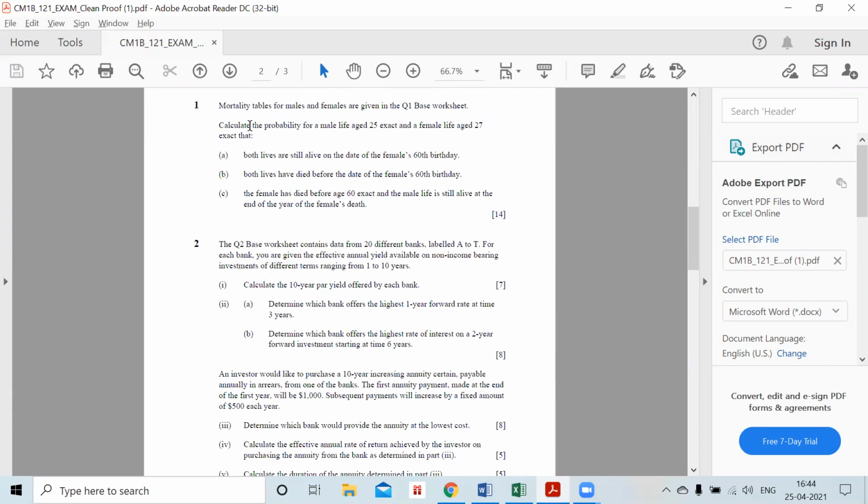Mortality tables of males and females are given in the question 1 base worksheet. Calculate the probability for a male life aged 25 exact and a female life aged 21 exact that both lives are still alive on the date of the female's 60th birthday; both lives have died before the date of the female's 60th birthday; and the female has died before age 60 exact, and the male life is still alive at the end of the year of the female's death.